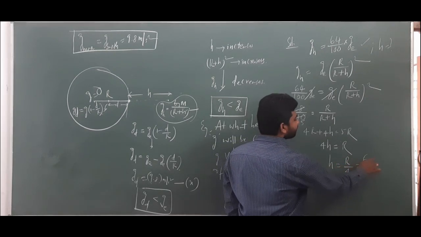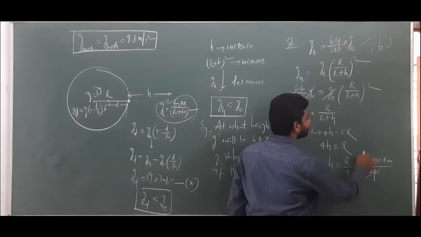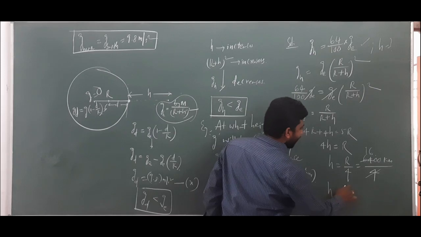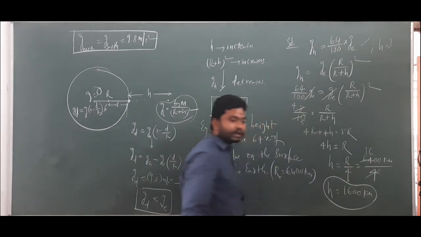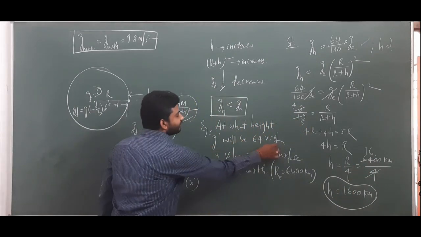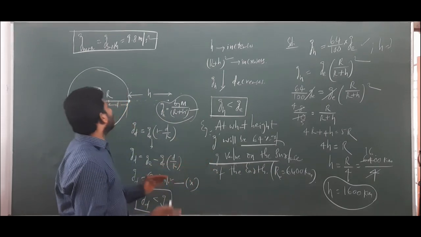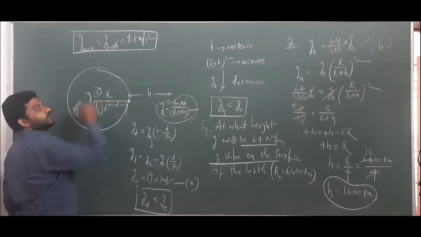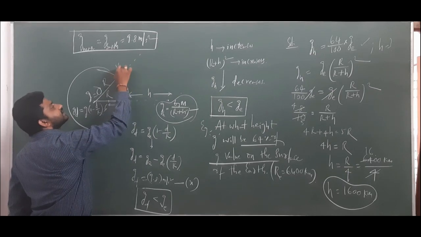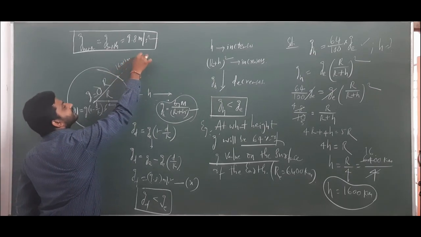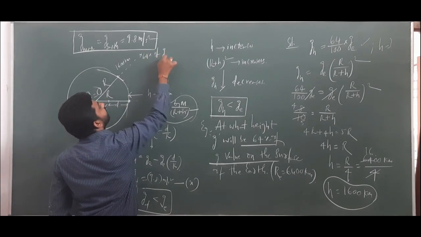What is r? 6,400 kilometers by 4, which is 1600. So what is the final answer? At 1600 kilometers, the acceleration due to gravity becomes 64% of the g value on the surface. Diagrammatically, if you want, listen here, this is the surface. This is the radius of the earth, and from the surface at a height of 1600 kilometers, the acceleration due to gravity will become 64% of the g value on the surface.